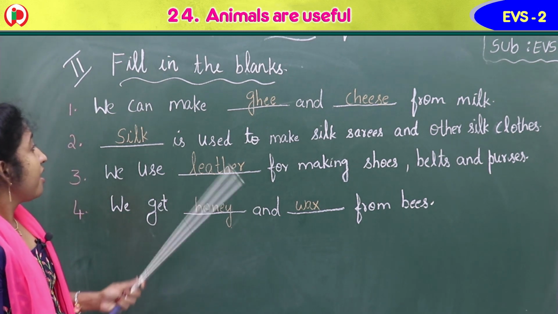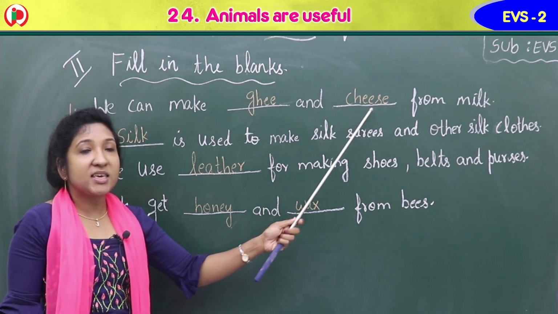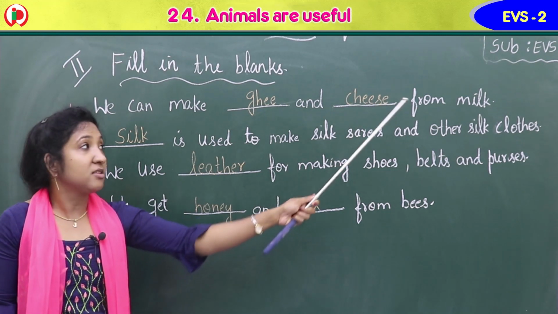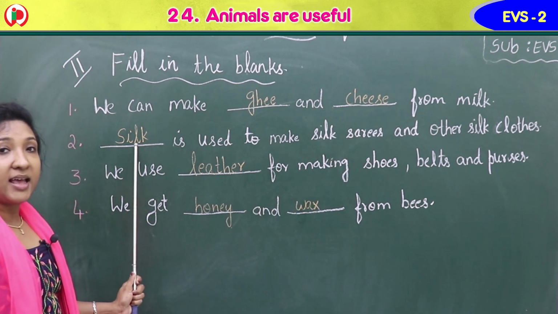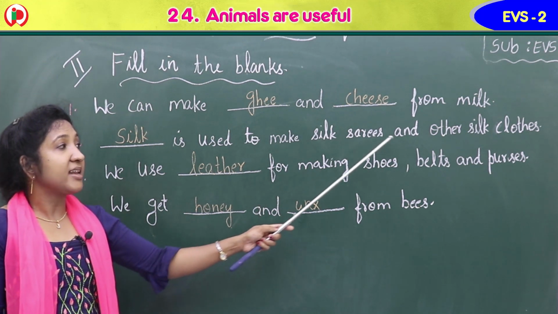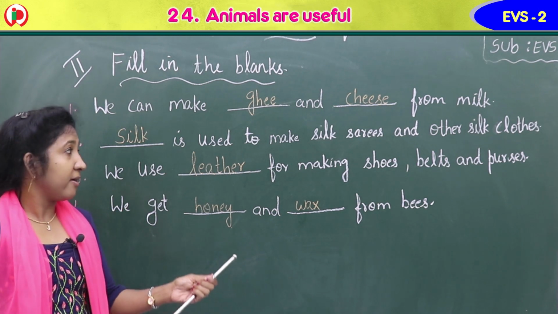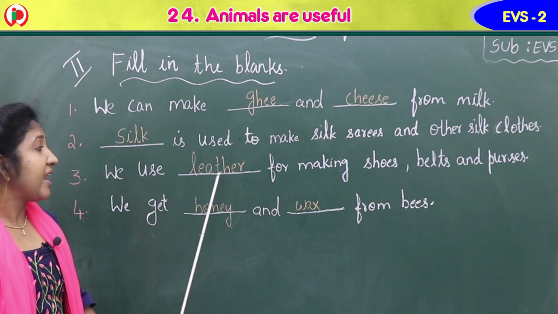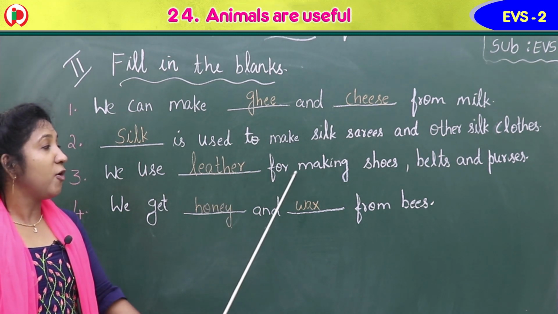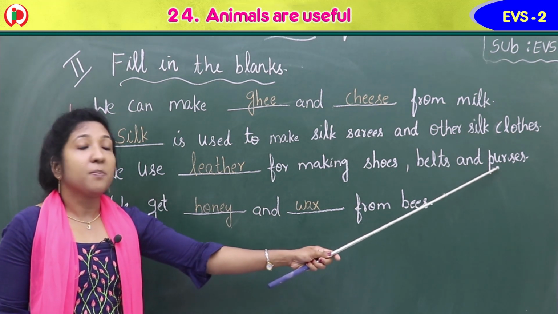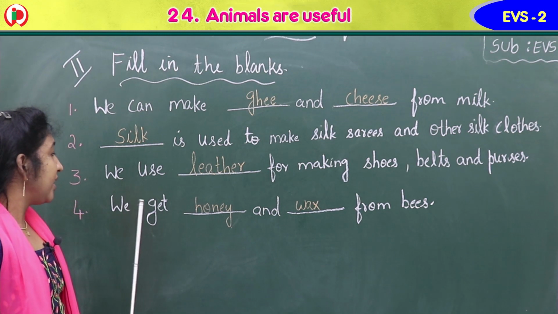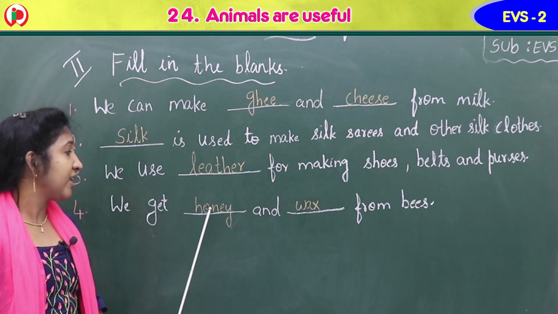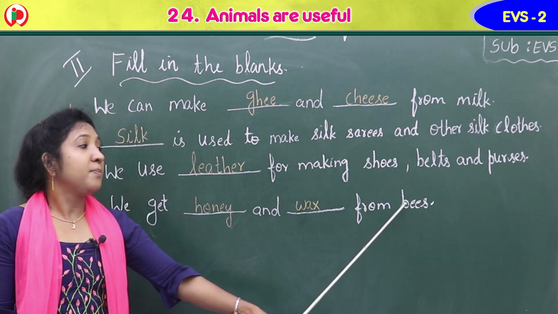So the first question, we can make ghee and cheese from milk. Second, silk is used to make silk sarees and other silk clothes. We use leather, L-E-A-T-H-E-R, for making shoes, belts and purses. The last fill in the blanks, we get honey, H-O-N-E-Y, and wax, W-A-X. So we get honey and wax from bees.